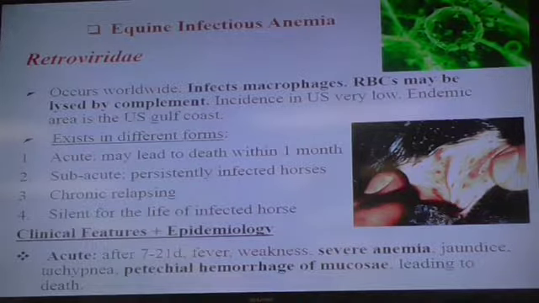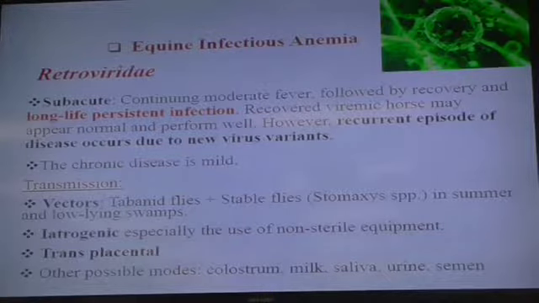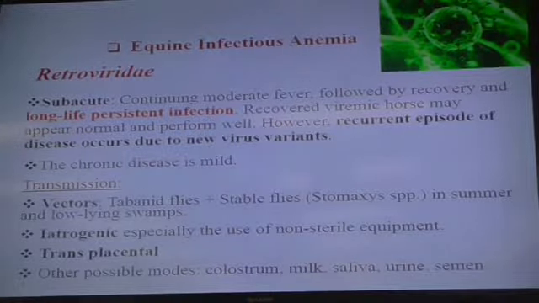Or it can remain silent for the life of the infected horse. If the horse is okay, and there is no immunosuppression, then the virus can stay in a proviral form for a very long time. Now, the clinical features: the severe anemia, the petechial hemorrhages in the mucosa, and the problem of persistence of the virus for a very long time, either in silent form or present in shedding.